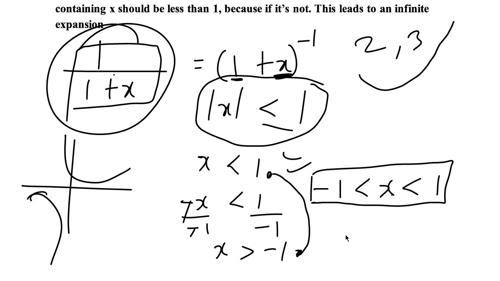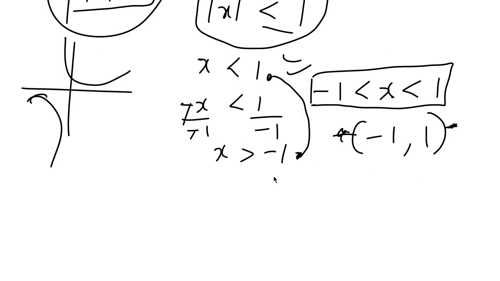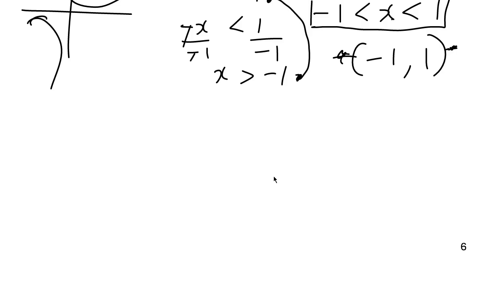Or using interval notation, we can simply say this: from negative 1 to 1, excluding negative 1 and 1, because negative 1 and 1 are not included. You get? Because it's not less than or equal to. It has to be less than 1. You get? Okay. So let's take another.